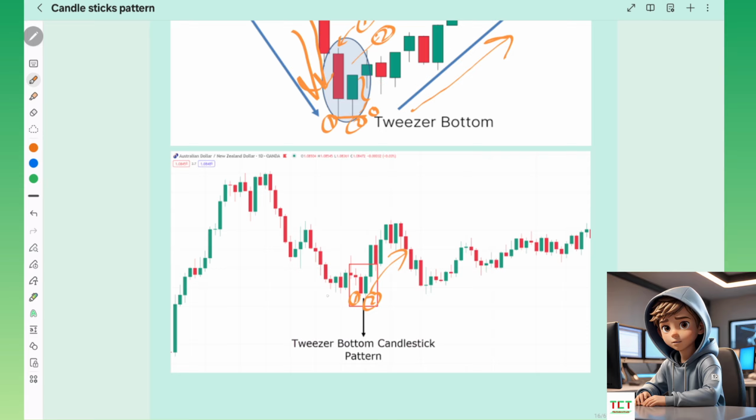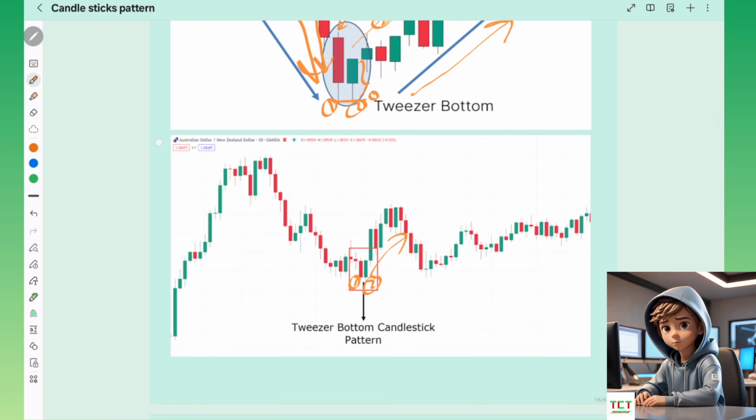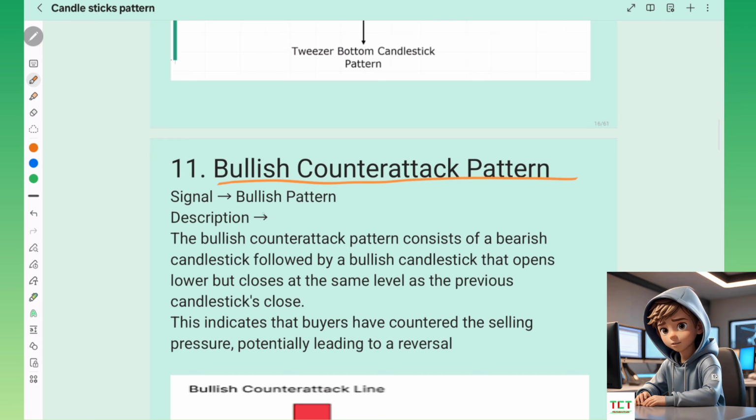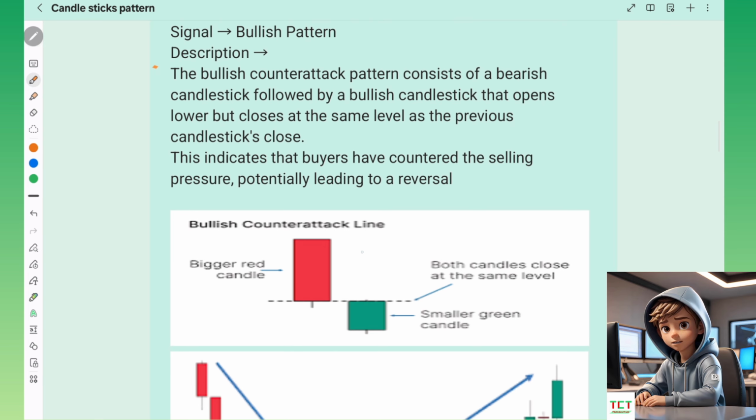Let's talk about the bullish counterattack pattern now. The name itself sounds aggressive, right? And that's exactly what this pattern shows, bulls counterattacking the bears. This is a two-candlestick pattern, and it demonstrates a dramatic shift in market sentiment. Here's how it forms. First, you see a bearish red candlestick in a downtrend. Sellers are in control. Everything looks bearish.